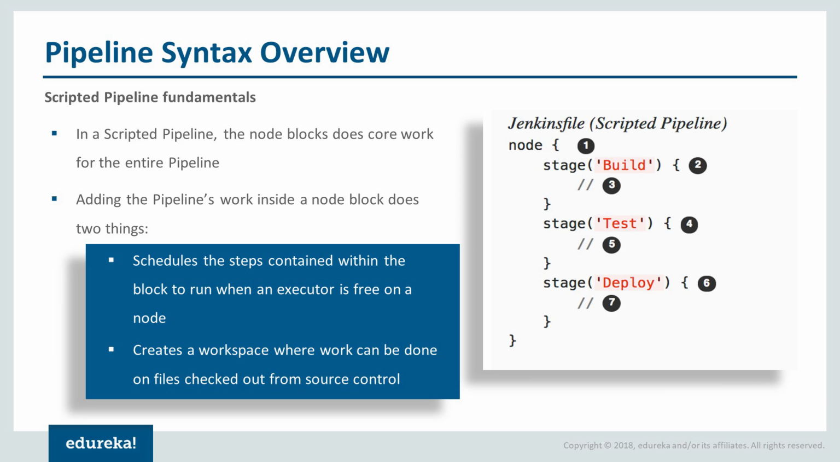That's the major difference. In the case of declarative, you have the pipeline block, but in the case of scripted pipeline, you have the node block, which does most of the work for you. That's the kind of umbrella block which contains everything inside it. Adding the pipeline's work inside a node block basically does two things. It schedules the steps contained within the block to run when an executor is free on a node. So basically that defines which node it is going to go to based on the label. And then it creates a workspace where work can be done on files checked out from source. So it will make use of the Jenkins workspace within var/lib/jenkins.